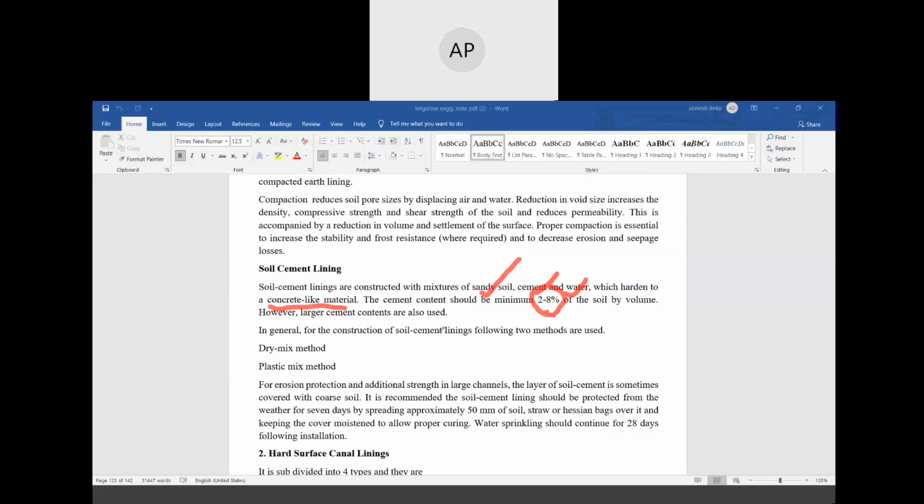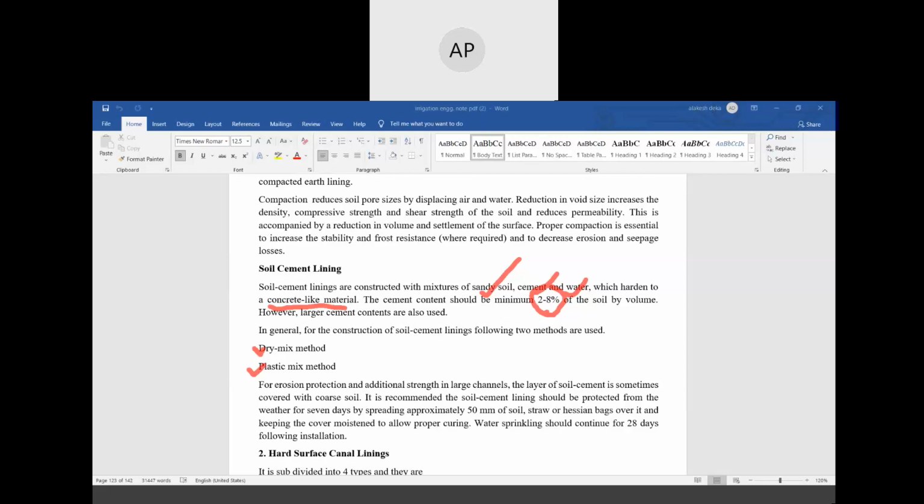In general, for the construction of soil cement linings, two methods are used: the dry mix method and the plastic mix method. For erosion protection and additional strength in large channels, the layer of soil cement is sometimes covered with coarse soil. It is recommended that the soil cement lining be protected from the weather for 7 days by spreading approximately 50 mm of soil, straw or Hessian bags over it and keeping the moisture.